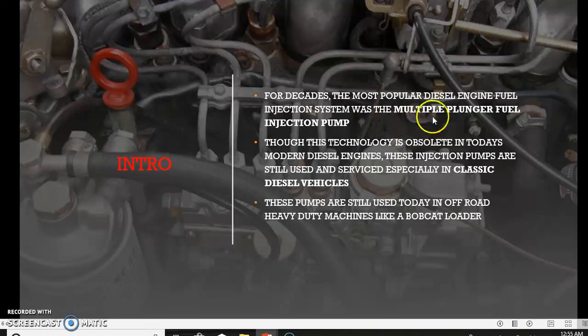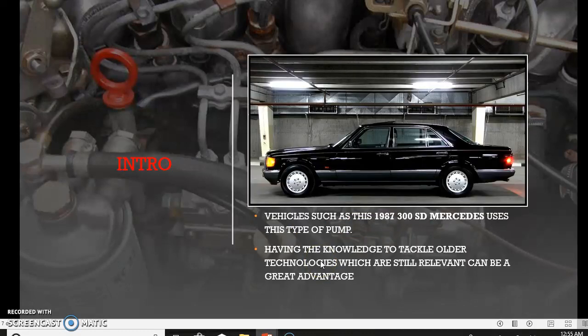Right? As the name states, however many cylinders there are, there will be a plunger in there. So if it was an inline 6, you'll have 6 plungers. And if you had an 8-cylinder, you'd have 8 plungers, right? Each plunger is per cylinder, per nozzle, right? So though this technology is obsolete in today's modern engines, these injection pumps are still used and serviced, especially in classic diesel vehicles, right? These pumps are still used today in off-road heavy-duty machines like I mentioned before.